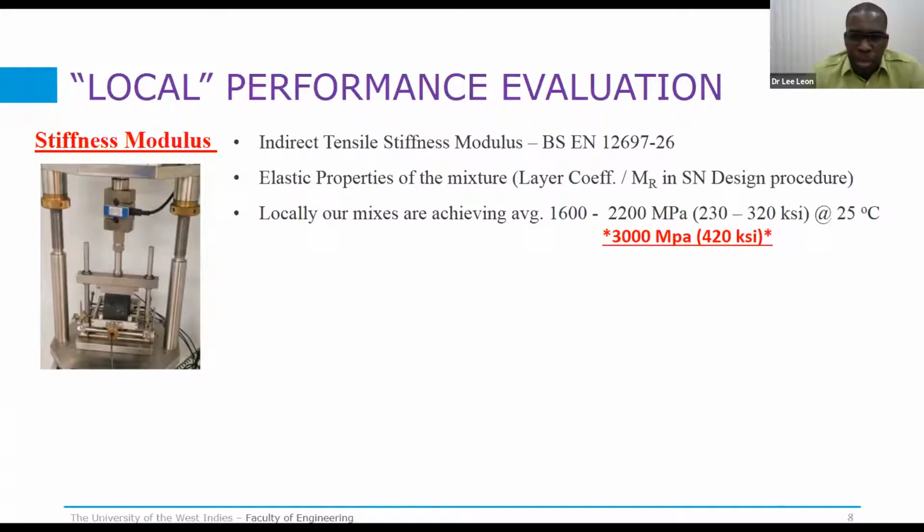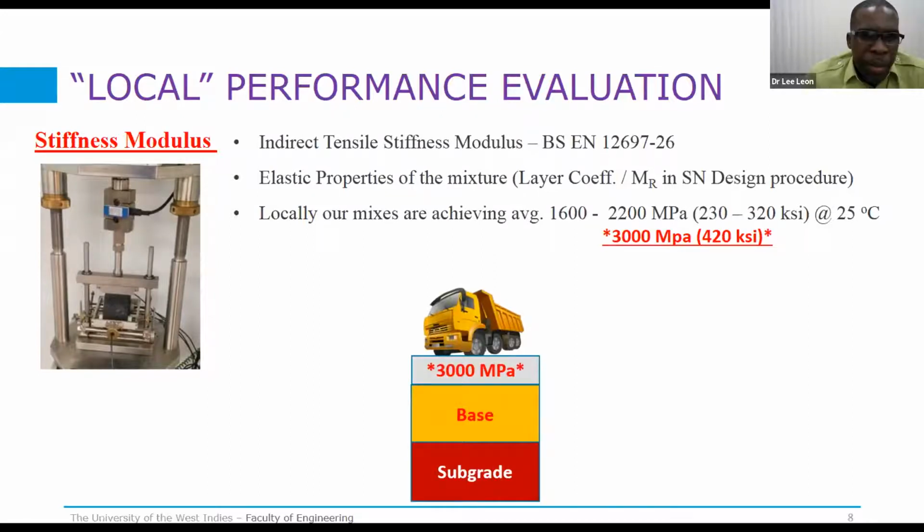Now, I have seen that engineers usually adopt a layer coefficient value based on assuming that an asphalt layer or asphalt material has a stiffness of 420 KSI or 3000 MPa. However, we have seen that the ranges of stiffness we actually get locally are between 1600 to 2200 MPa. So we can see that this will affect the pavement design as well as the behavior of the pavement. So just for an example, a comparison between the two, what we adopt and the true nature of the pavement and materials we have.